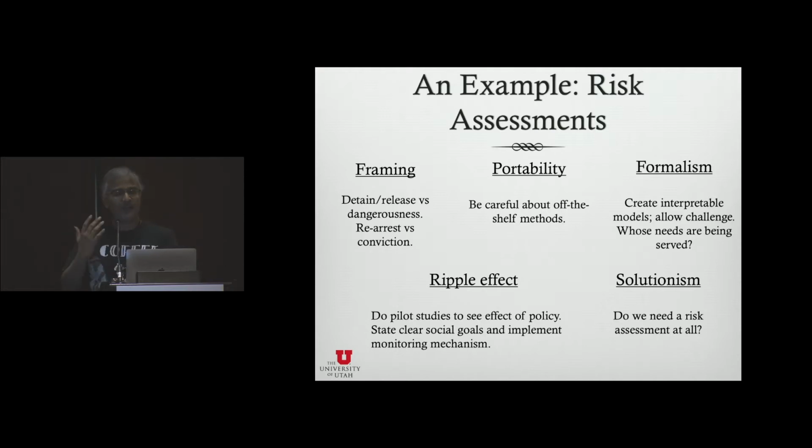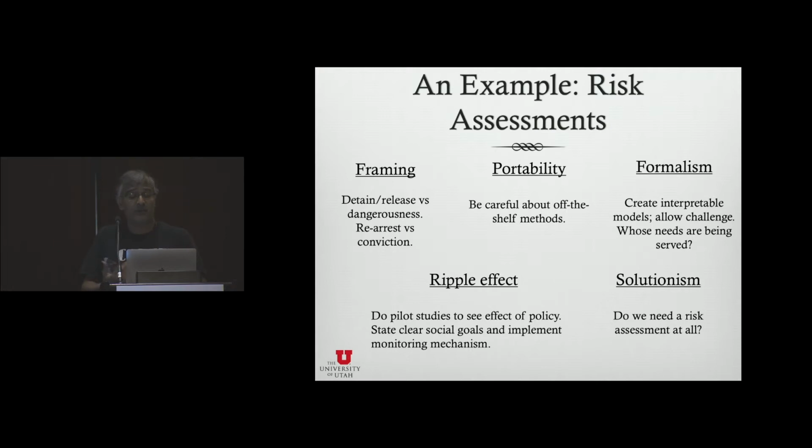If you work through these traps, going backwards is what we recommend, starting from solutionism, you might say, well, do we need a risk assessment tool at all? And this is a discussion that's happening in many, many jurisdictions. Should we just release people on their own recognizance, or should we even try to build a risk assessment tool? Maybe this is not the right thing, and that's an actual discussion we hear a lot of in the community.